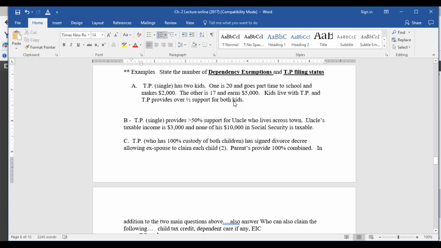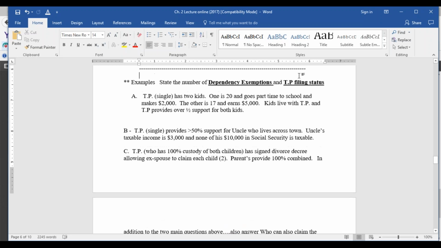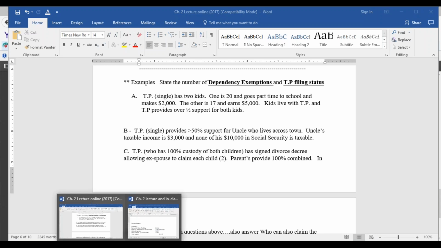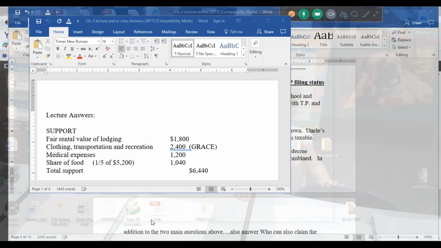How many exemptions can they keep? Notice I put here dependency exemptions. That would not include the personal exemption. And what filing status would this taxpayer use? Single or head of household being the primary two. Okay, go ahead and pause. Think about it, and then let's go on to the answers.